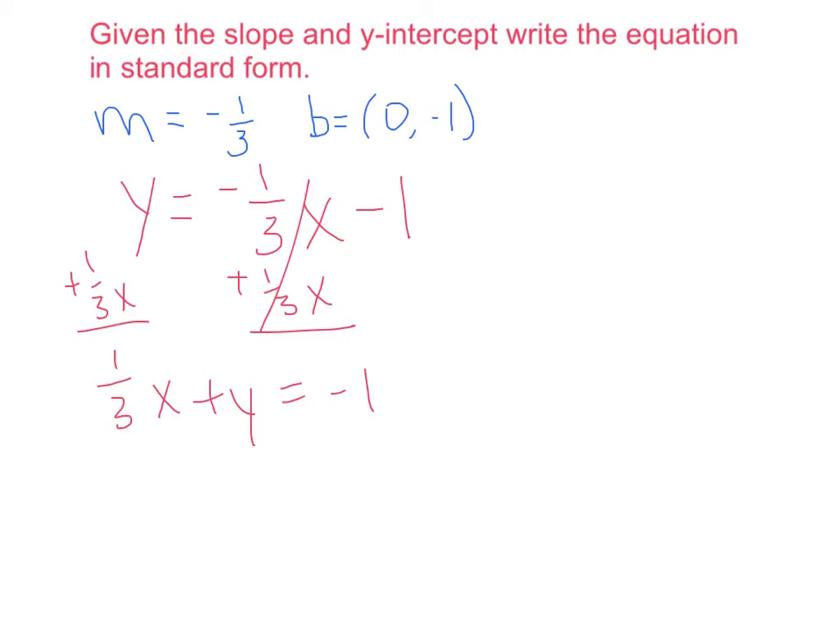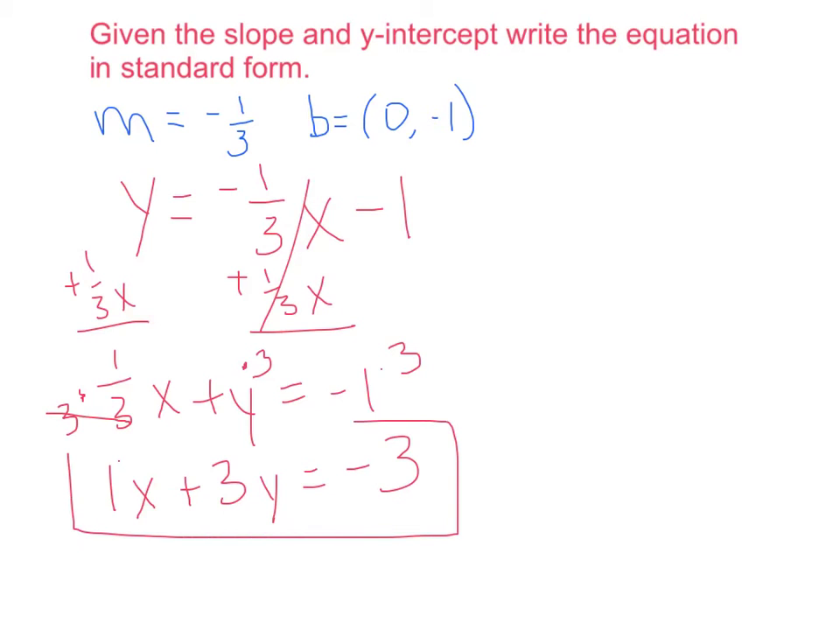And then to undo a fraction, you multiply by the bottom number. So I need to multiply by 3. But if I do something to one thing, I got to do it to every single thing. So these 3's cancel, and we have 1x. 3 times y is plus 3y. And negative 1 times 3 is negative 3. Now we have x and y on the same side and no fractions. Okay?